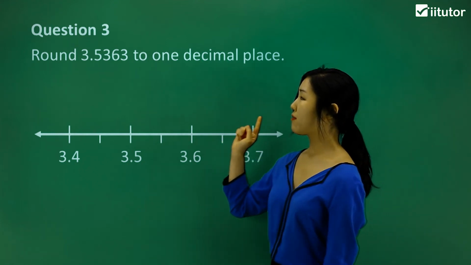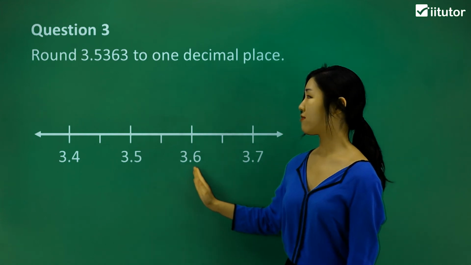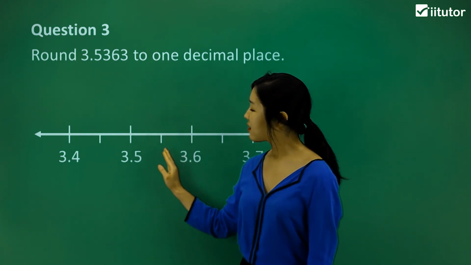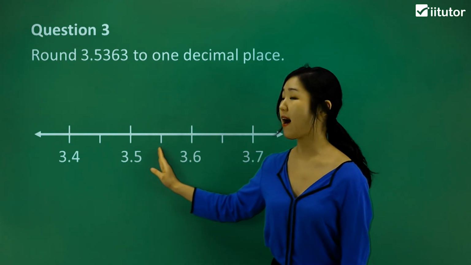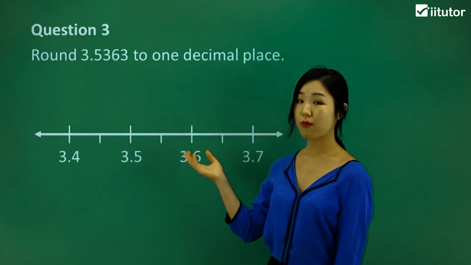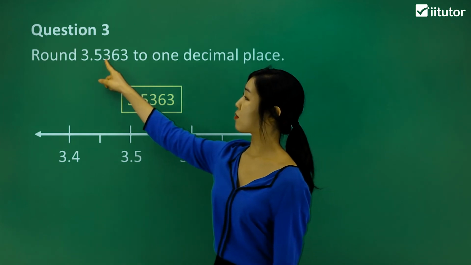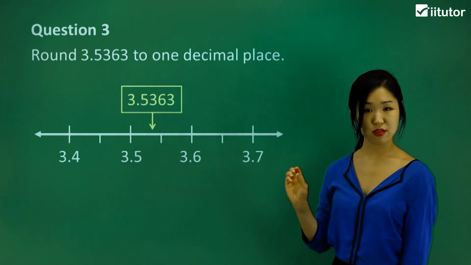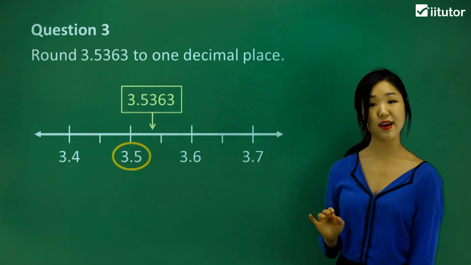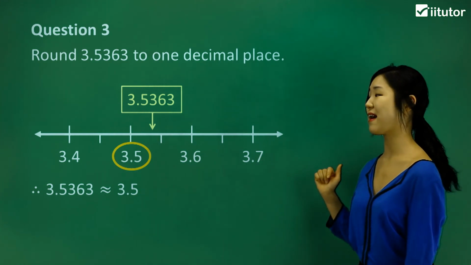So 3.5363, whereabouts is it located? You can see it's in between 3.5 and 3.6, and its halfway point is 3.55. And you can see that this one here, 3.53, is a little bit less than the halfway point because the number that's after it is less than 5. See, 3 is less than 5, isn't it? So it must be closer to the one over here, isn't it? So that's what we do. It's closer to 3.5, so to one decimal place it's rounded to 3.5.